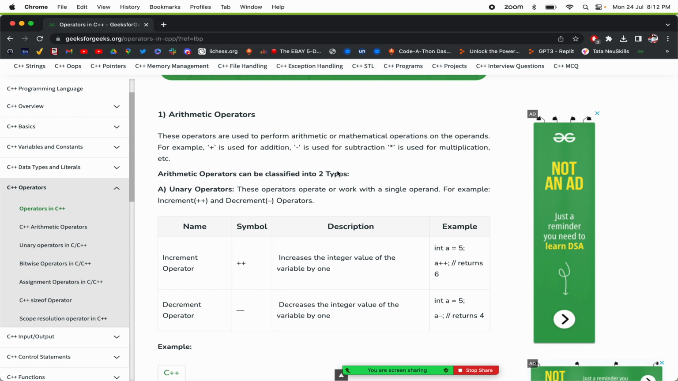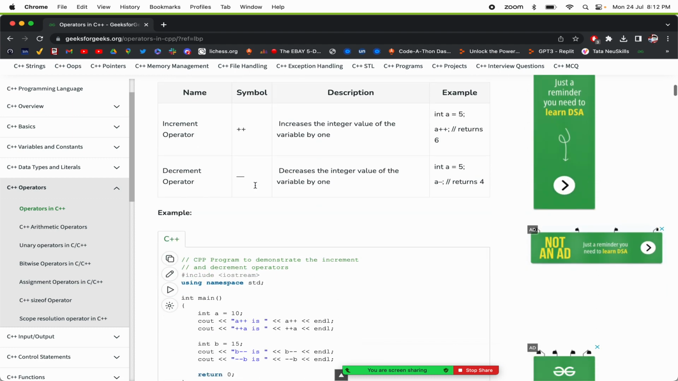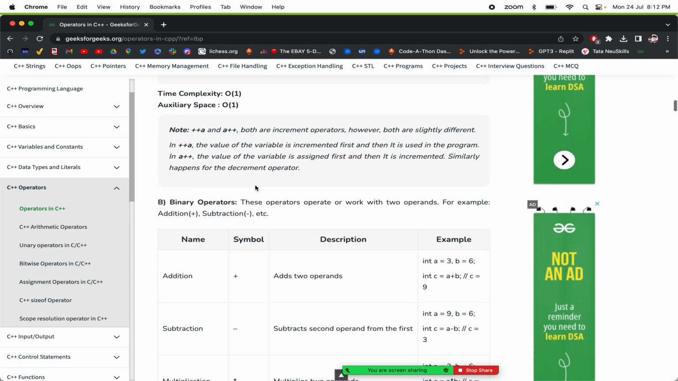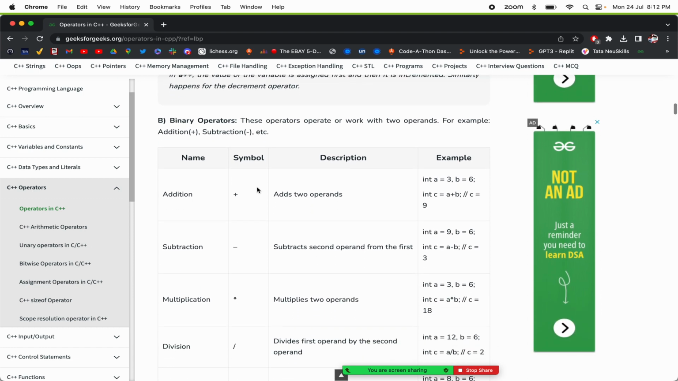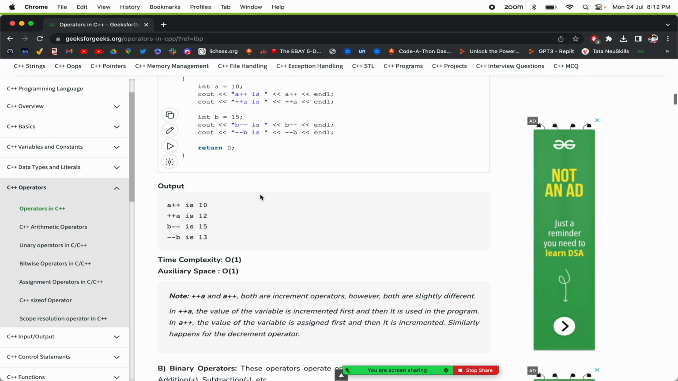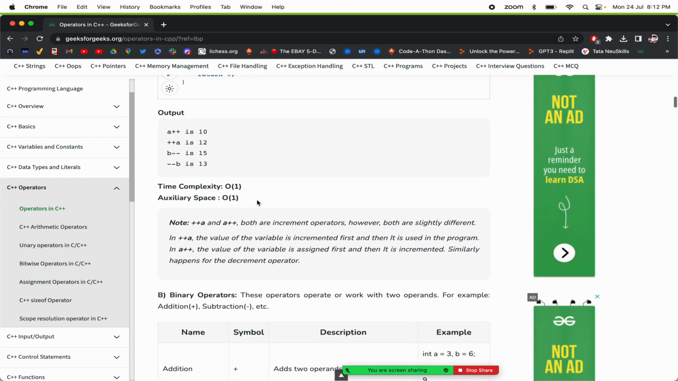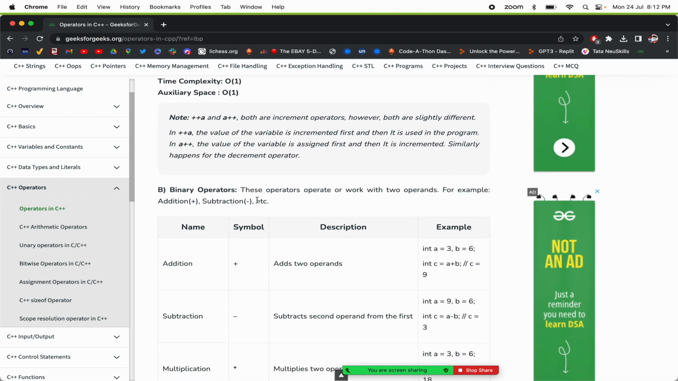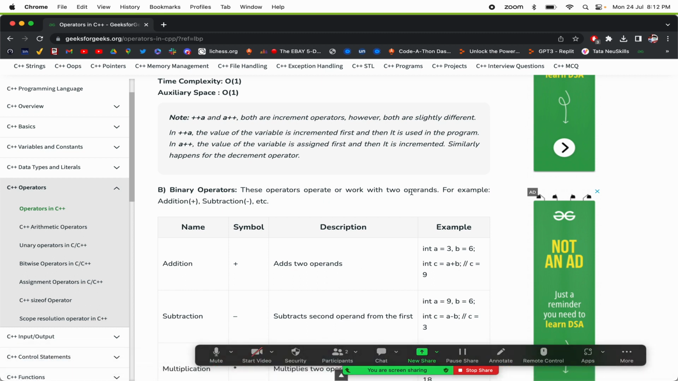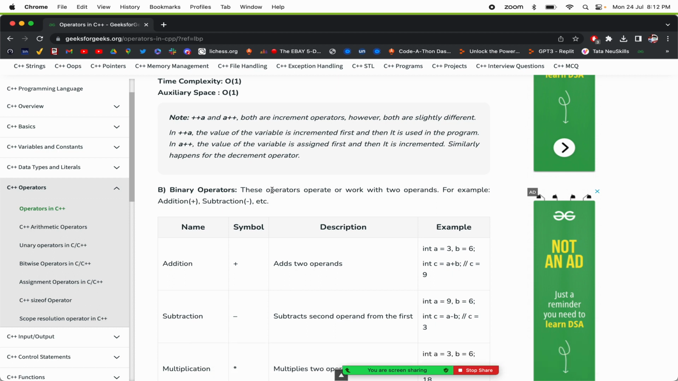So now, in arithmetic operators we have seen unary operators. Now the second type of arithmetic operators is binary operators. I just want to make sure that the unary operators concept is clear. All right. So binary operators work with two operands.